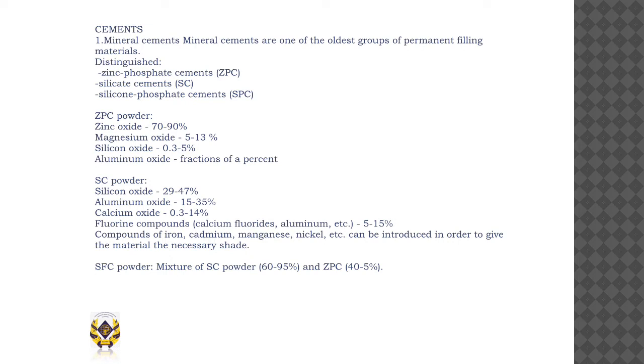Silicate cements consist of silicon oxide, aluminum oxide, calcium oxide, fluoride compounds, and compounds of iron, cadmium, manganese, and nickel in order to give the material the necessary shade. And silicophosphate cements are a mixture of silicate cements and zinc phosphate cements.